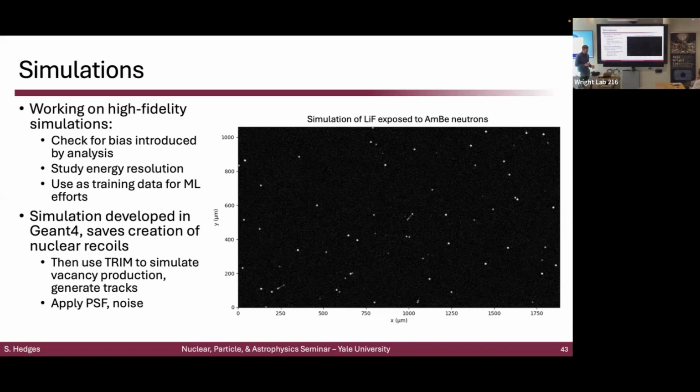So what we're doing right now is we have a simulation that's developed in GEANT4. It saves whenever one of these ions is created, and then we replace that with a track from TRIM that has these vacancies in it. And that's what we use to actually generate something that, if you squint your eyes, looks a lot like the data I was just showing. We then apply a point spread function that's measured, as well as camera noise to this. So we have this simulation up and running, and we're working on our analysis of the raw data and plan to run that on the simulated data as well.